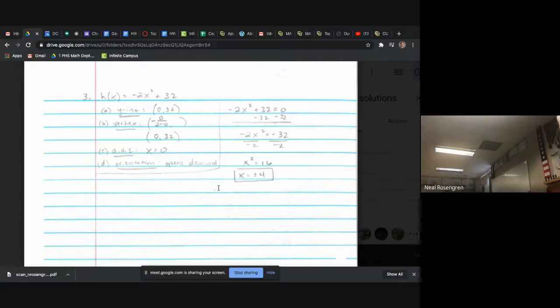Axis of symmetry, x equals 0. Or you can just say the y-axis. That's cool too. Orientation opens downward, right? Because that leading coefficient is negative. But then when I go through the process, I didn't put e on the side there, but that's finding the x-intercept. Setting it equal to 0 and solving.